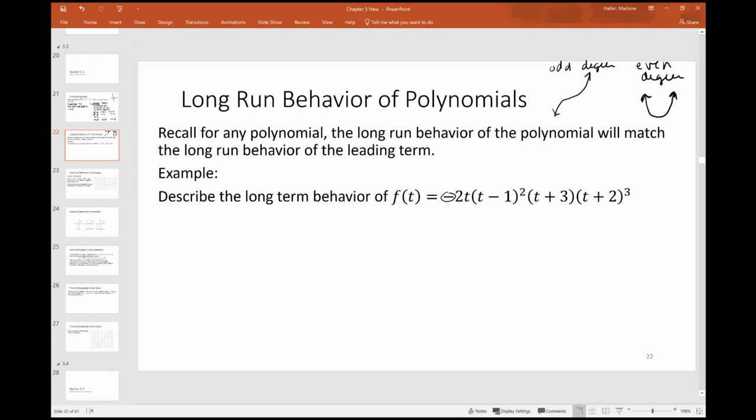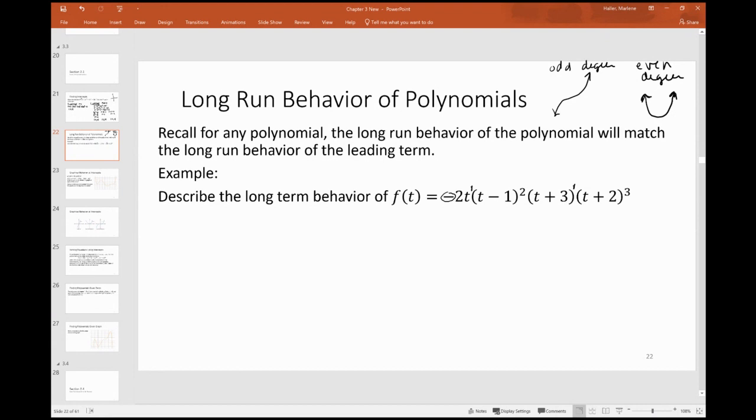All I care about is degrees on the variable here. I can count them up. So this is negative 2t to the first power times (t minus 1) squared times (t plus 3) to the first power, right, times (t plus 2) squared. Well, if I add up the degrees, 1 plus 2 is 3, plus 1 is 4, plus 3 is 7.